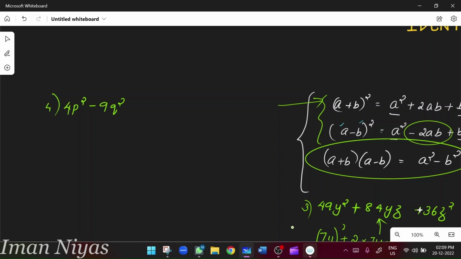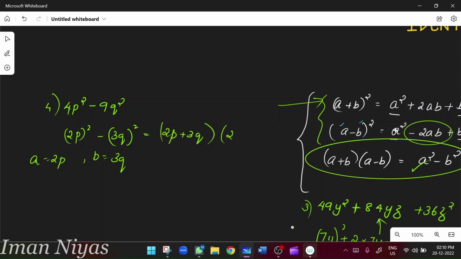But in this question, you can see that only two terms are there. Okay, and these two, you can write in the form of what? 2p the whole square and 3q the whole square, right? So now this is of the form, which one? A square minus b square, where a is what? A is 2p and you can see b is 3q. So how can we factorize it? You can see here a square minus b square is a plus b into a minus b, right? So you can write this as the factors 2p plus 3q and 2p minus 3q, right? This is how you can solve it.